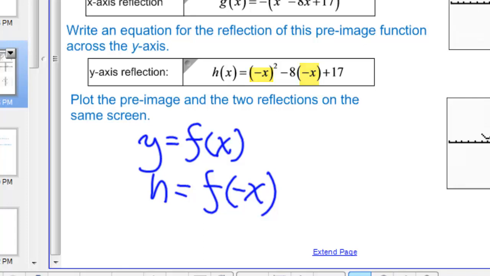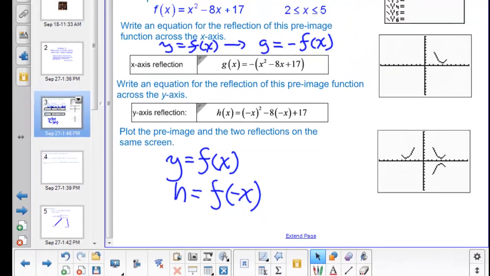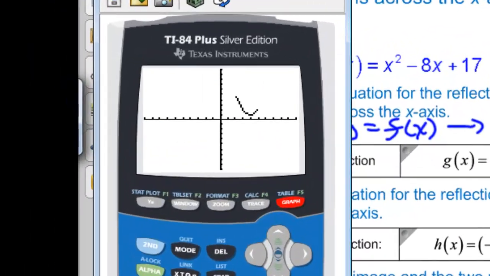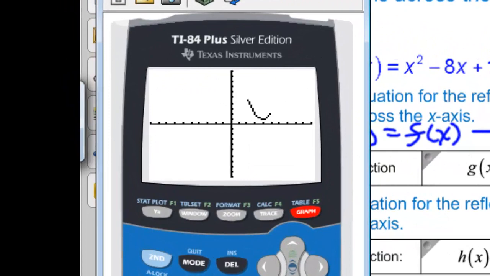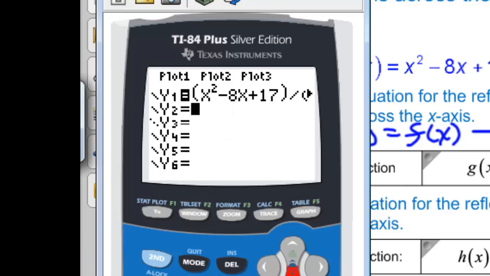All right. The last thing we're asked to do is to plot the image and the two reflections on the same screen. So let's go back to our calculator. We've already got the original image. Let's think about how easy it would be to find these two reflections. Now first, to reflect again across the x-axis, we want to take our original function and multiply it by negative 1.